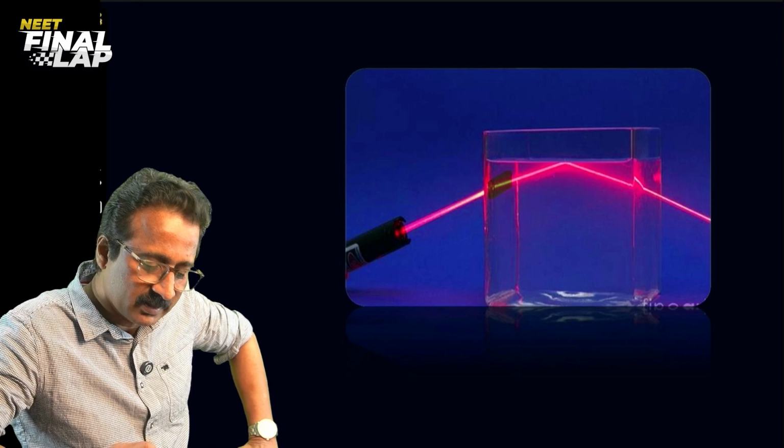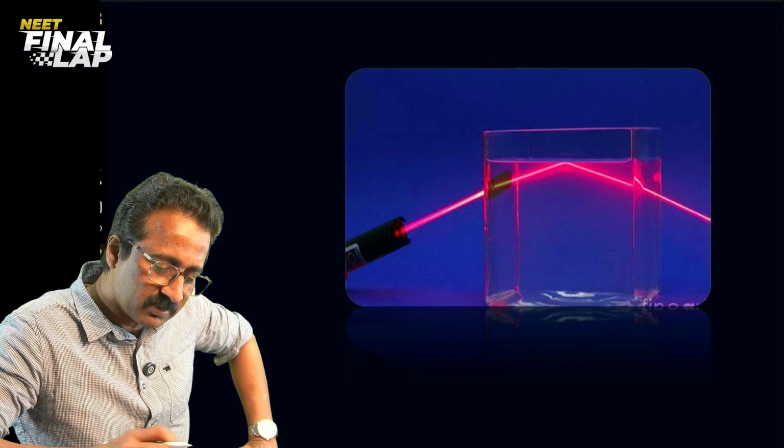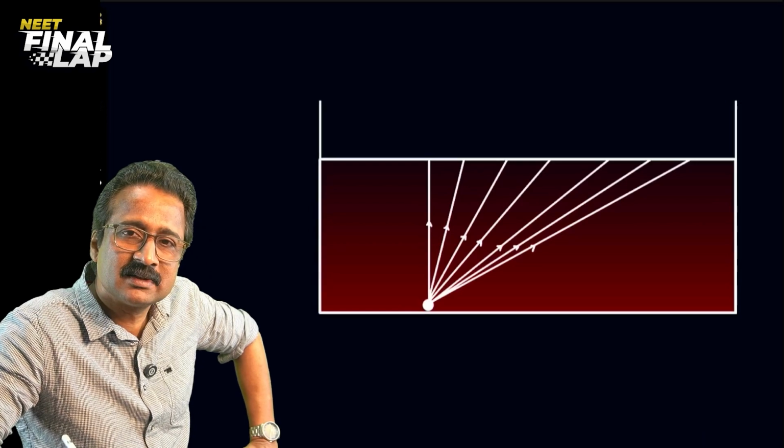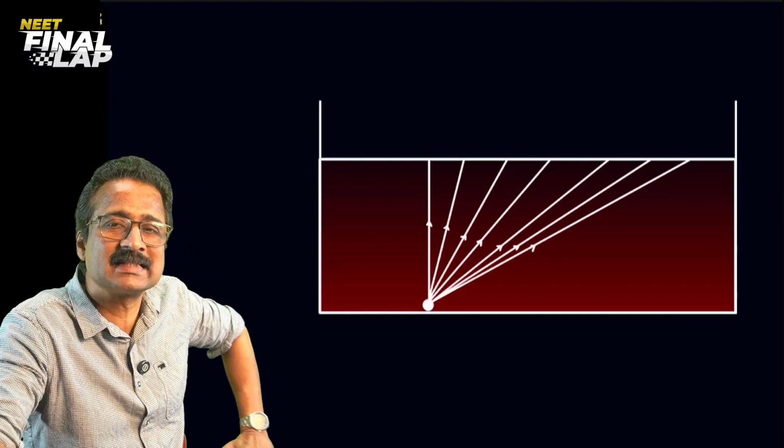Now, what is happening here? To understand that, let us take more light rays. I'll give you a simpler figure here. Assume that some source of light, maybe an electric bulb, is glowing inside water.